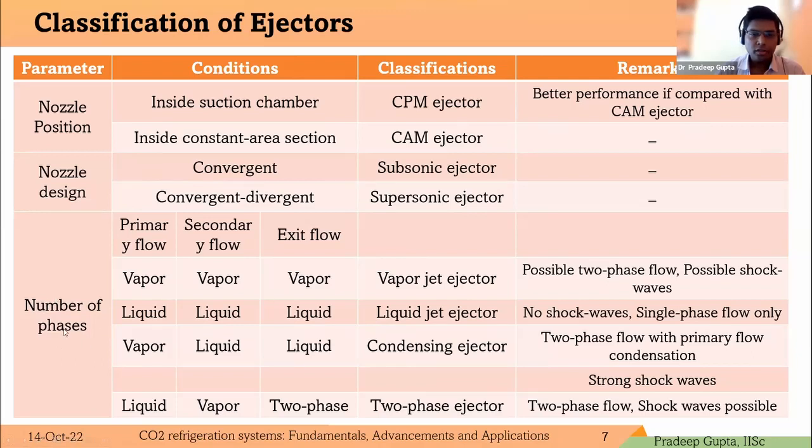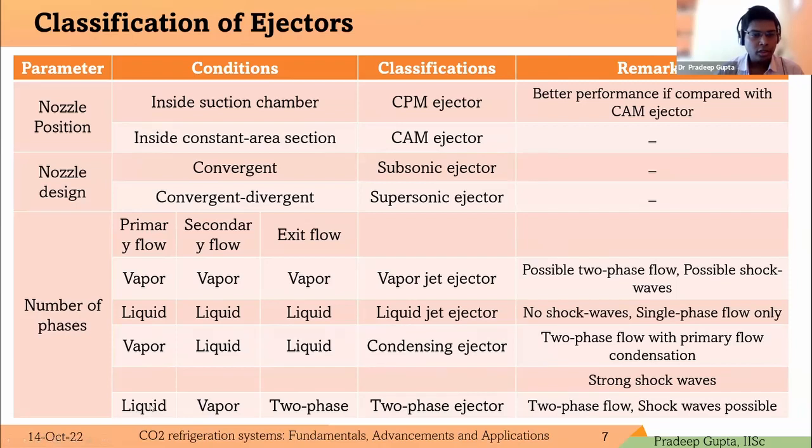Based on the number of phases, ejectors are classified into four different categories. If primary and secondary are both in the vapor phase, we call it a vapor phase ejector. When primary and secondary are both liquid, so the exit will also be liquid, then the ejector is called a liquid jet ejector. When the primary is vapor, the secondary is liquid, and the exit flow is liquid, then we classify it as a condensing ejector. And in this case, the vapor in the primary flow expands in the primary nozzle and produces a strong condensation shock in the diverging portion of the primary nozzle.